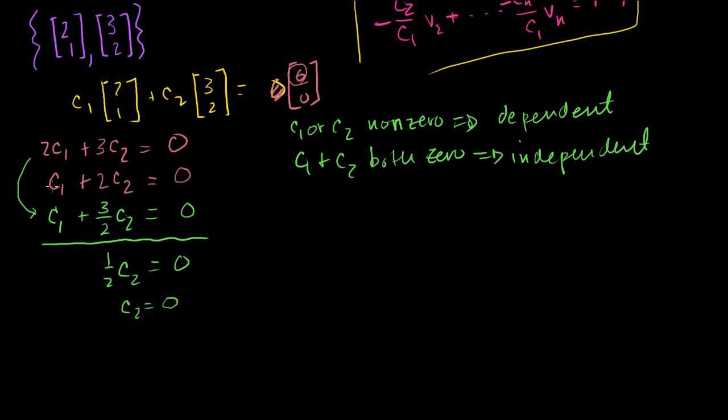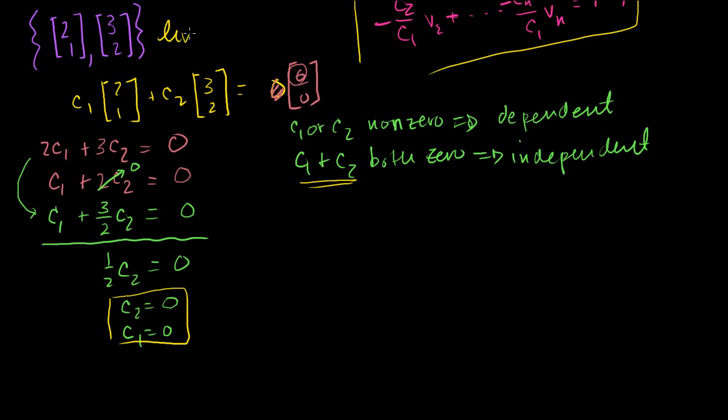So what's c1? Let's just substitute this back in. c2 is equal to 0, so c1 plus 0 is equal to 0. So c1 is also equal to 0. We could have substituted back into that top equation as well. So the only solution to this equation involves both c1 and c2 being equal to 0. So they both have to be 0.